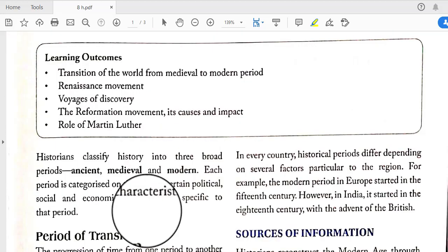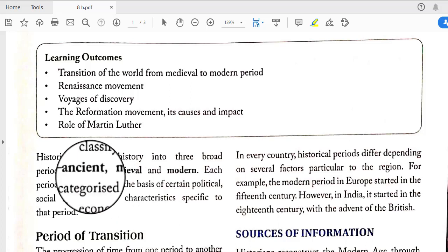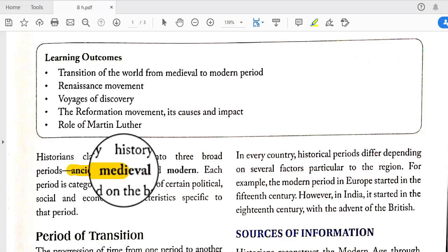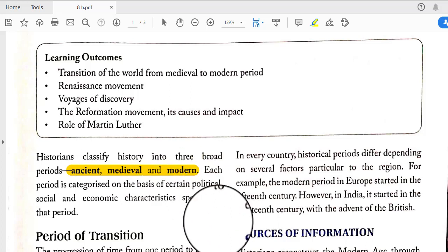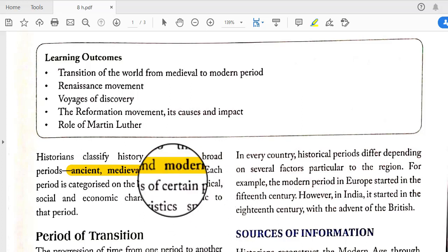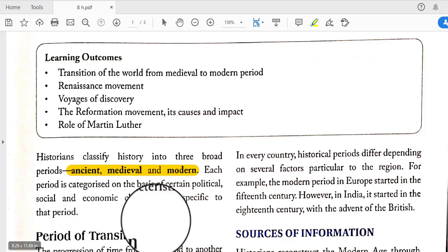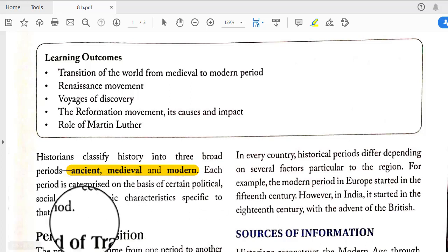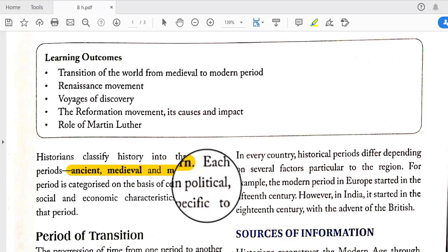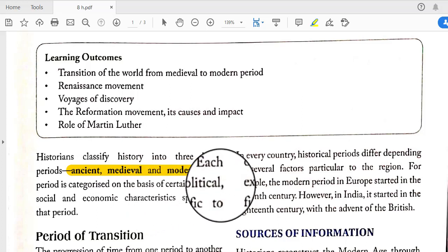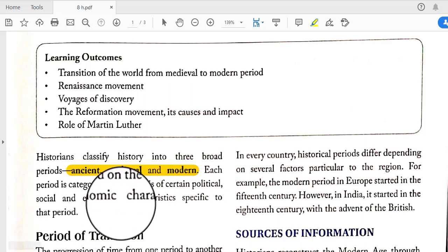Historians classify history into three broad periods. So we can divide the history into three parts: ancient, medieval and modern. Each period is categorized on the basis of certain physical, social and economic characteristics specific to that period. So with the help of the physical or political, social and economic characteristics, we can divide the history into three categories or three parts.